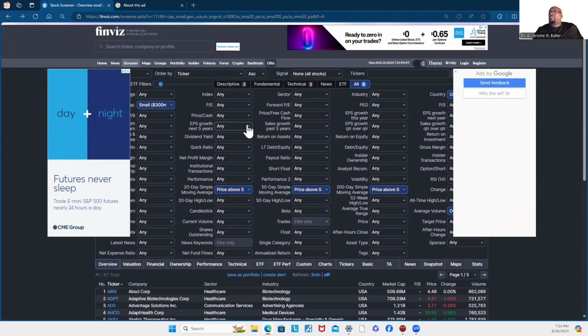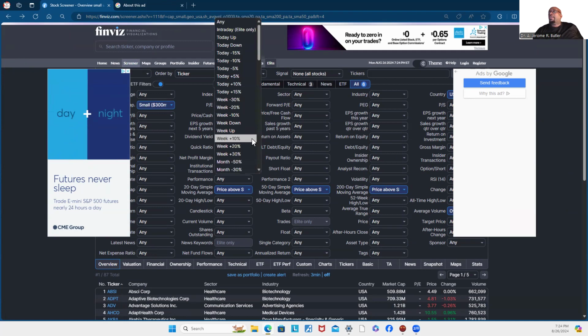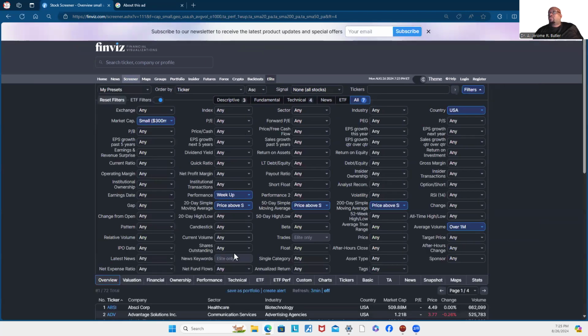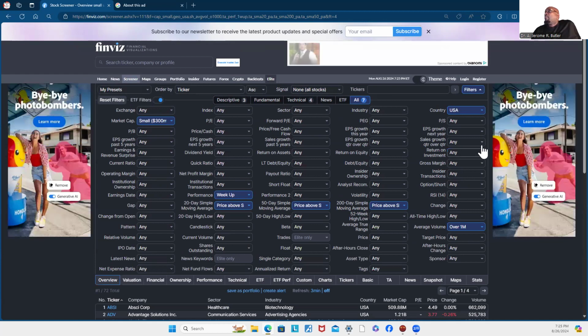Let's look at our EPS next 5 years. That's a little bit further out than what we want if we're trading. We've got our moving averages, performance. We want to look at performance of up in the last week. Okay, that brings us down to 72. All right, thank you so much. EPS growth for next year: if we were looking at long-term trades, we would look at EPS growth for next year, sales, return on investment, gross margins, and so on and so forth.